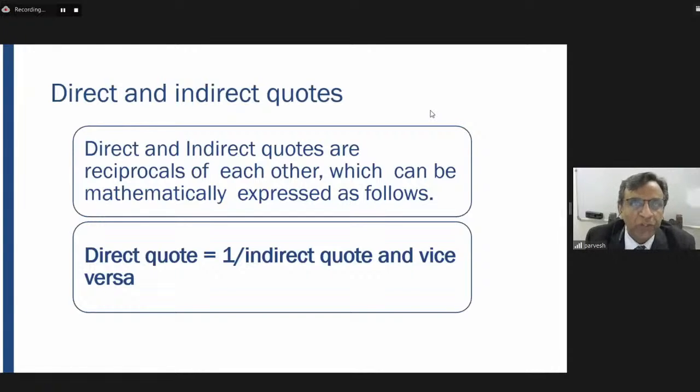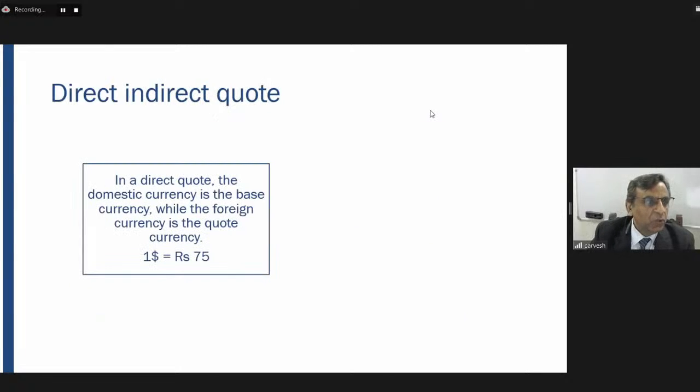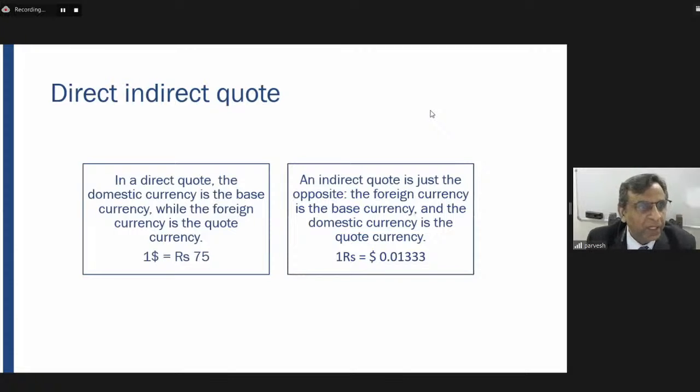And we will be doing a lot of questions. I'll be solving them on the board very shortly, and I'll ask you to also participate and give me the answers. So, direct and indirect quote. In a direct quote, the domestic currency is the base currency, while the foreign currency is the quote currency. So here $1 is the quote currency and the base currency is rupees 75. We always talk in terms of base currency and quote currency, so we must know which is which.